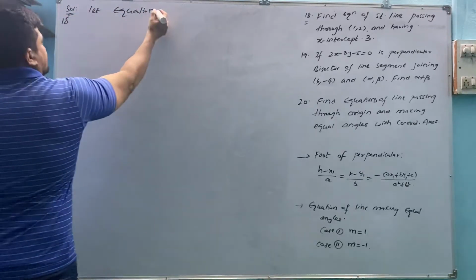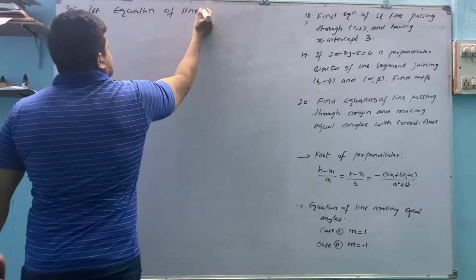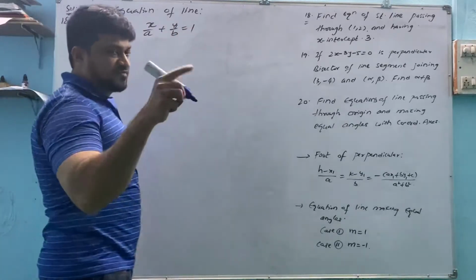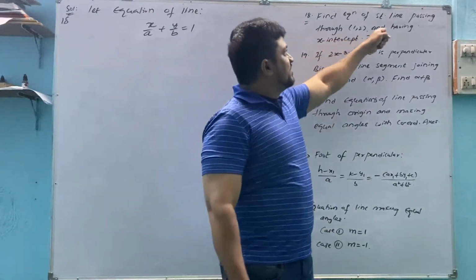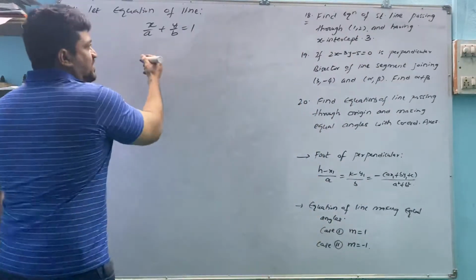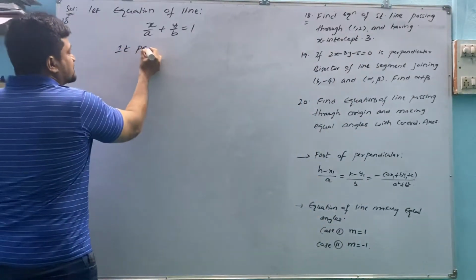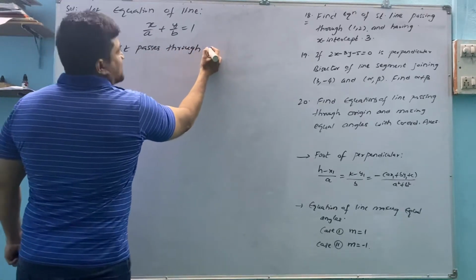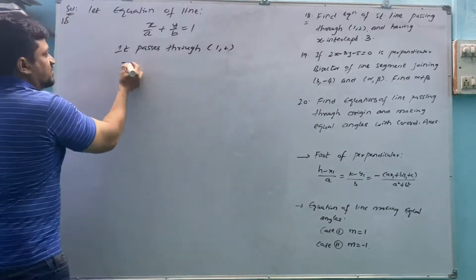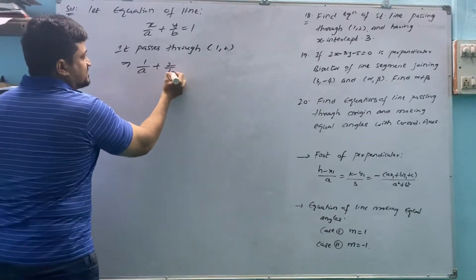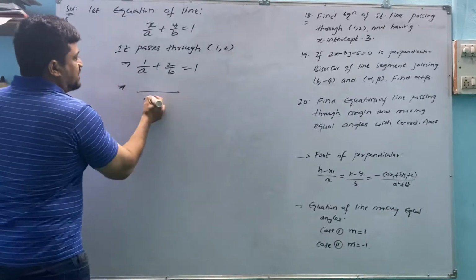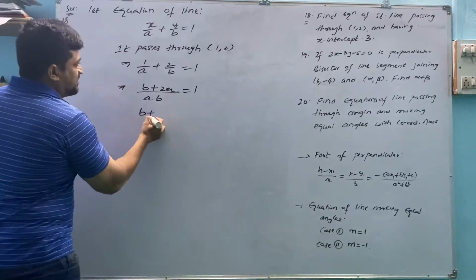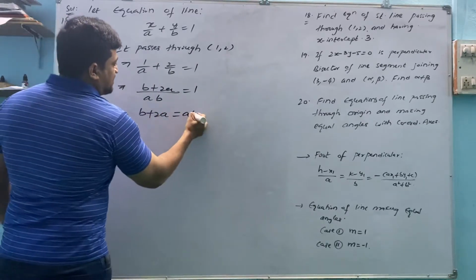18th one. Equation of line: x by a plus y by b is equal to 1. Why this one? In video 4 I told you, whenever the intercept word and passing through word are given, we use this one. It passes through (1, 2), so we have to substitute that in place of x and y. So this becomes 1 by a plus 2 by b is equal to 1, b plus 2a is equal to ab, equation 1.